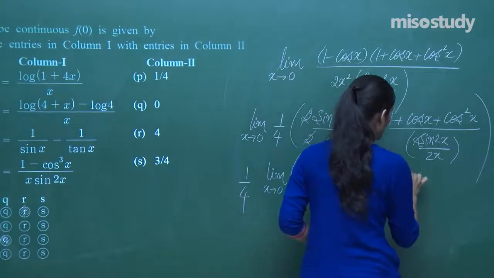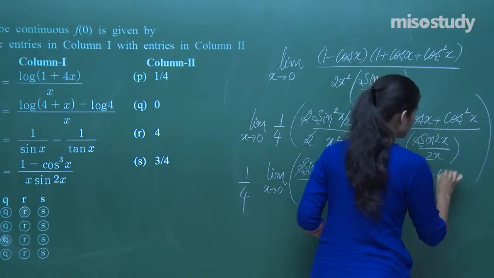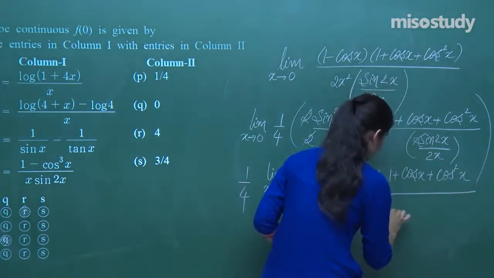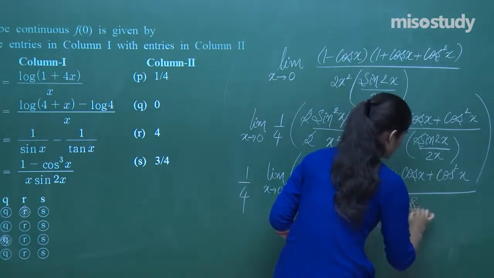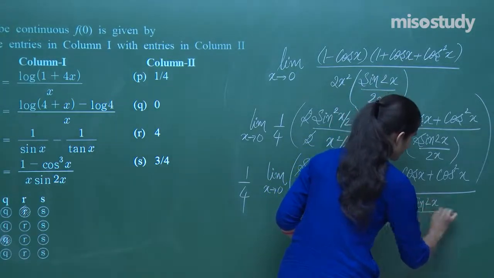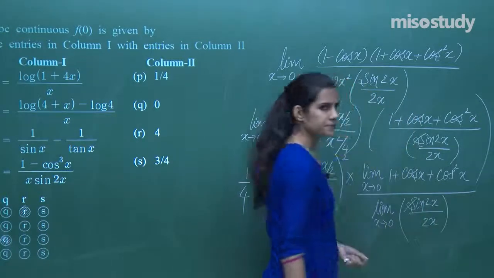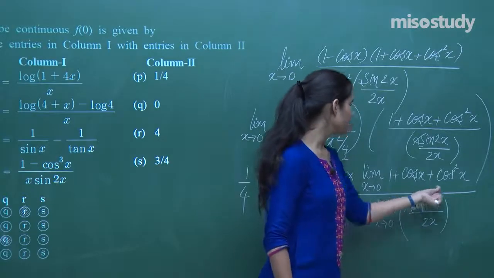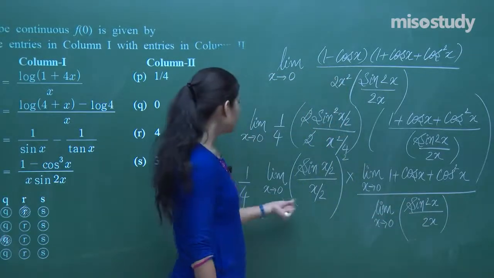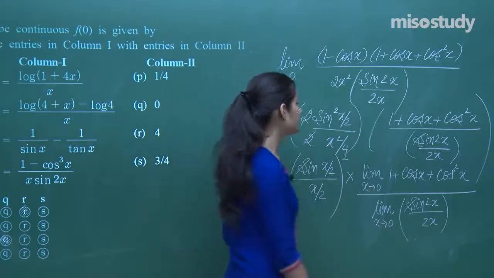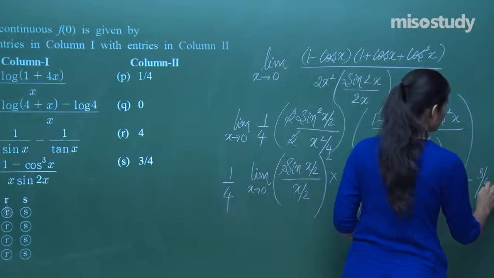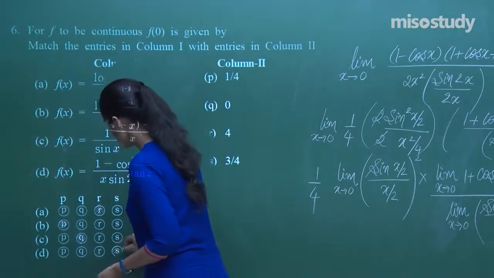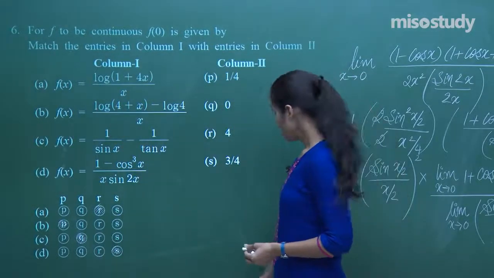Limit x approaches 0, 1 plus cos x plus cos square x whole upon limit x approaches 0 sin 2x by 2x. Very easy. This is 1, this is 1, this is 1 plus 1 plus 1, 3. So 1 by 4 into 1 into 3 by 1, that is 3 by 4. So our answer is S. Fine. Let's move on to the next one.